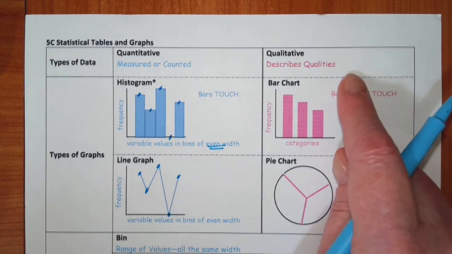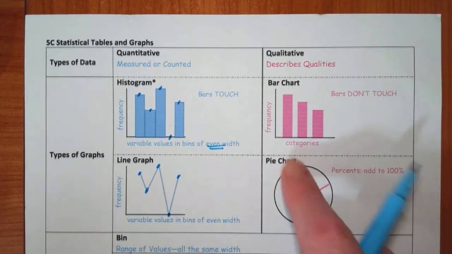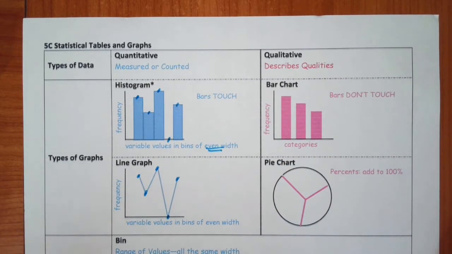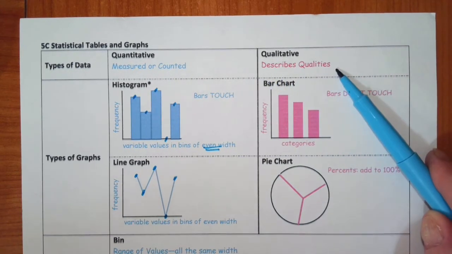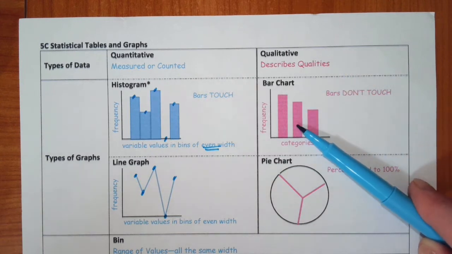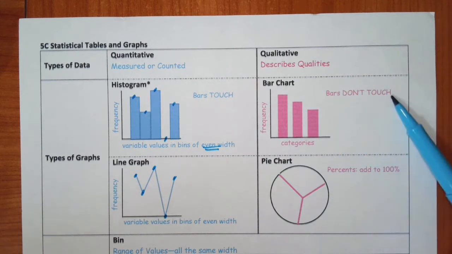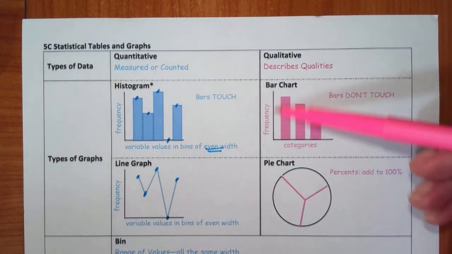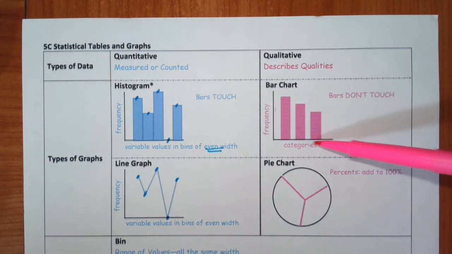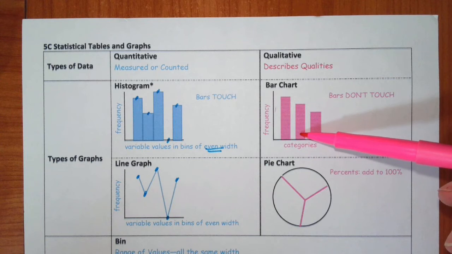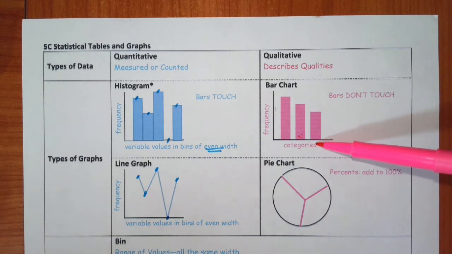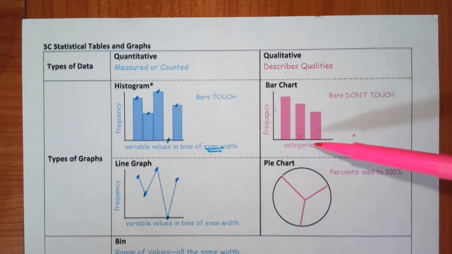Now, the big difference between this and qualitative is one of your axes is not a number, it's a category. Okay. So qualitative describes qualities. Now you've got a bar chart here, but notice the difference here are the bars don't touch. The height is still the frequency, but each of these is a category. The one we did in class was fast food restaurants, or you could do, I don't know, favorite TV networks. Whatever, but you would list all the categories here, and the frequency, how many liked each of those as their favorite, would be there.